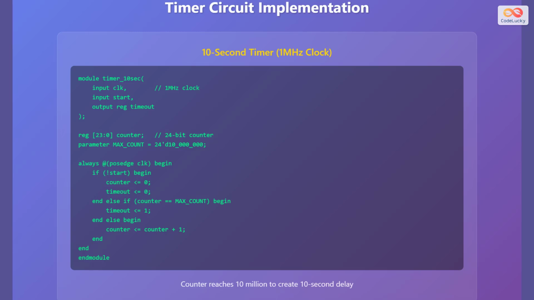On every positive edge of the clock, if the start signal is not asserted, the counter is reset to 0 and timeout is set to 0. When the counter reaches the maximum count, the timeout signal is asserted. Otherwise, the counter increments. The counter counts to 10 million to create a 10-second delay.